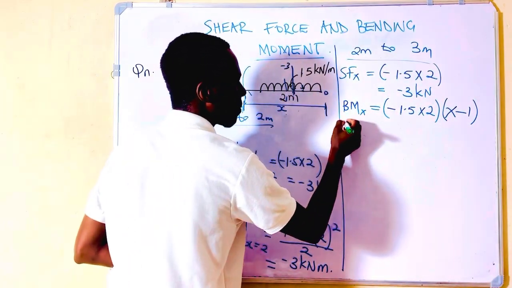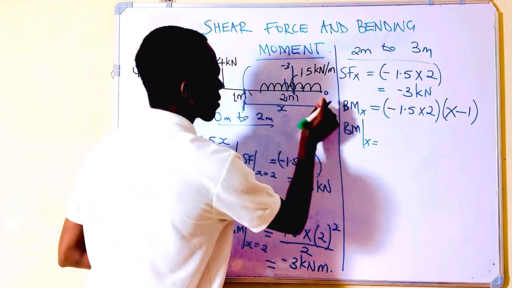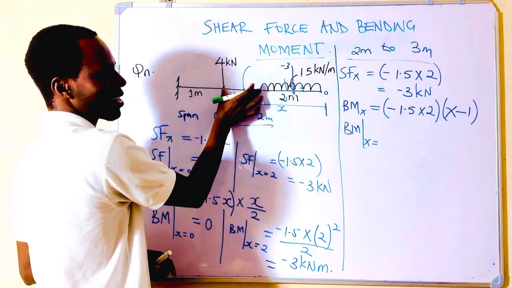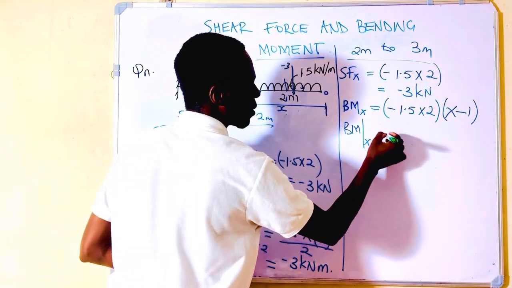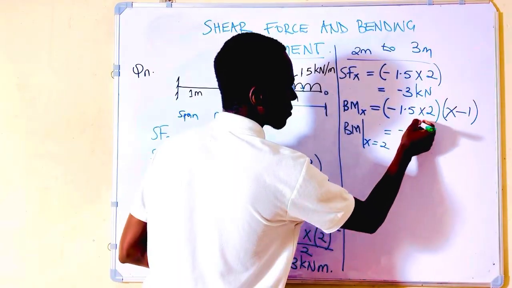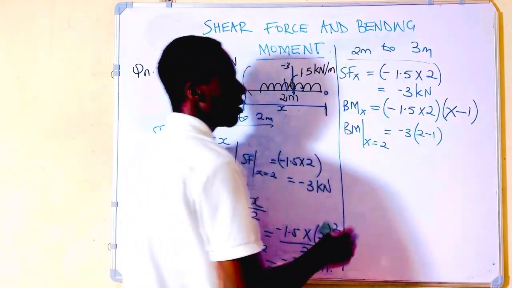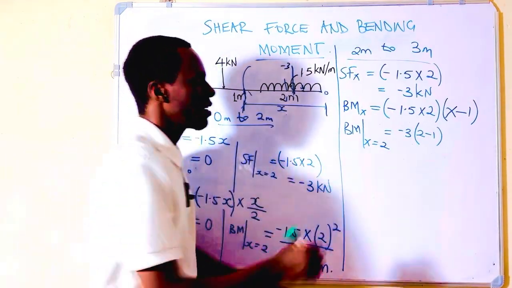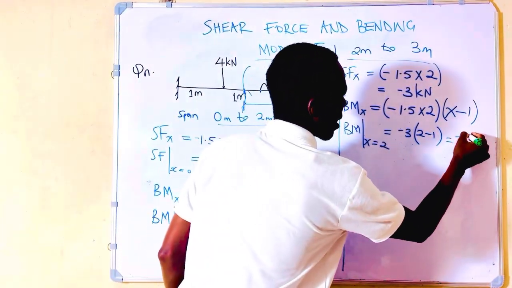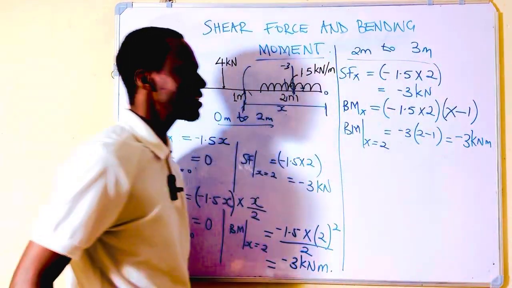So let's get the bending moment at X equals 2. Remember, we're within this span. So the first one is 2. What is going to be this answer? Remember, this is negative 3 into X, which is 2, so 2 minus 1. So this is 1 times negative 3. The answer still remains minus 3 kilonewton meter, as you can see.